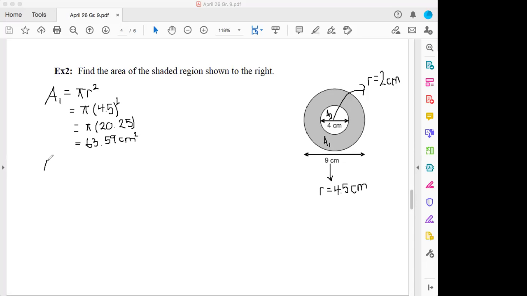Okay, you're going to do the same thing for our second circle, the inside part. So it's pi r squared. Our radius is 2. So pi times 2 squared. That gives us a total of 12.56.